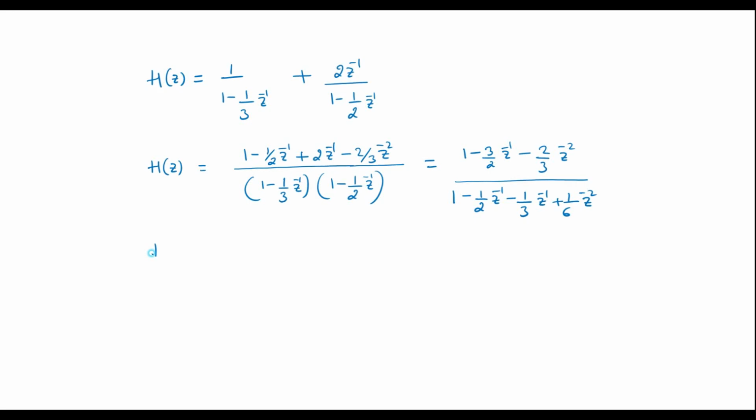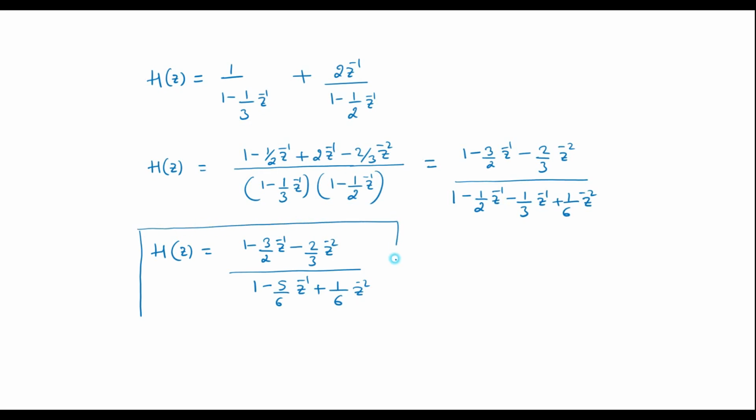Therefore H of z is equal to, on the numerator, 1 plus 3 by 2 z inverse minus 2 by 3 z power minus 2, whole divided by, on the denominator, 1 minus 5 by 6 z power minus 1 plus 1 by 6 z power minus 2. So this is the required transfer function H of z.